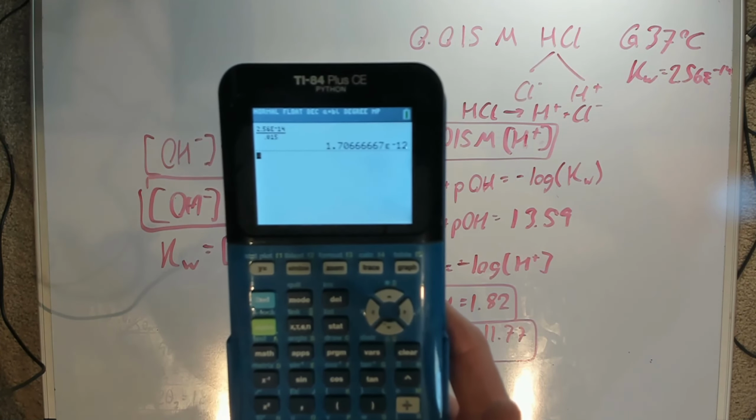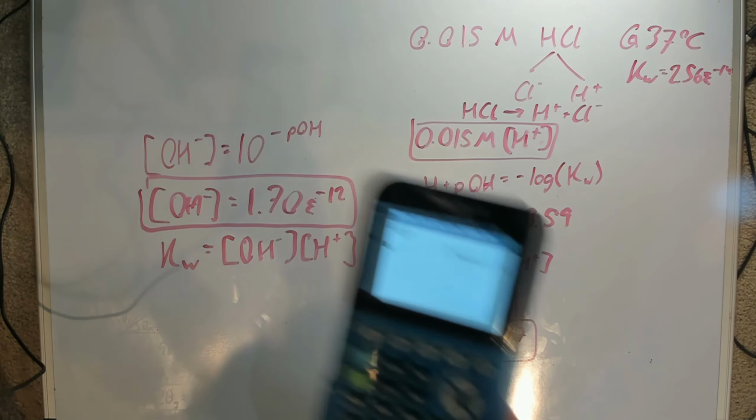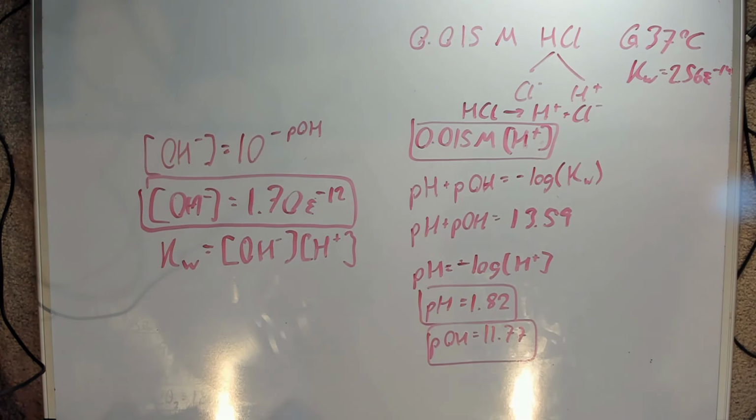1.7066. Yeah, very, very close. So that means we are just golden with that. Okay. That is the basics of calculating pH with a strong acid. Now let's move to weak acids.